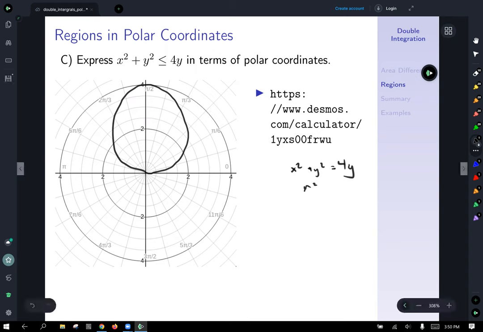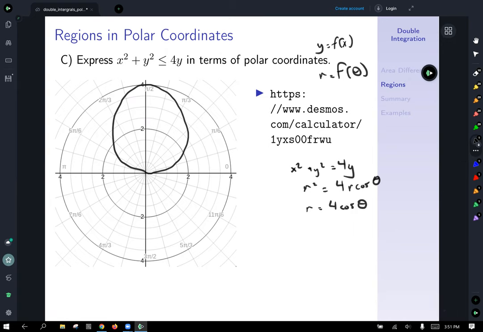Well, x squared plus y squared is r squared, and 4y is 4r cosine of theta. And as we've seen before, we always want to try and get our polar expressions in terms of r is equal to f of theta, kind of like y is equal to f of x. We like to solve for y, and we like to solve for r when we're working with polar coordinates. So we're going to divide both sides by r and get r is equal to 4 cosine of theta. No, it's sine of theta. y is r sine of theta, not cosine of theta. Sorry about that.